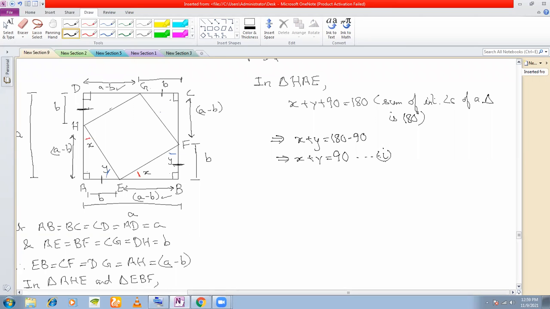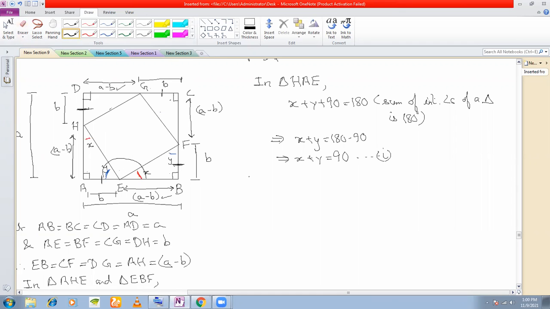So X plus Y is equal to 90. Now you see, this angle is Y. This angle is X. And this angle is HEF. Now these three angles are in the same straight line. Their sum must be 180, right? Yes, sir. Angle Y, angle X, and this angle here are all on the same straight line. That means the sum of these three angles must be equal to 180 degrees.